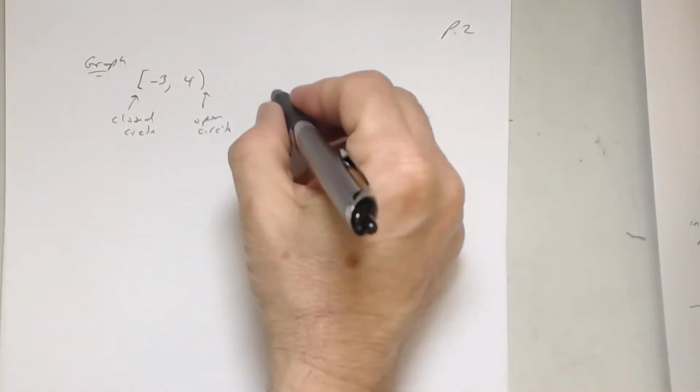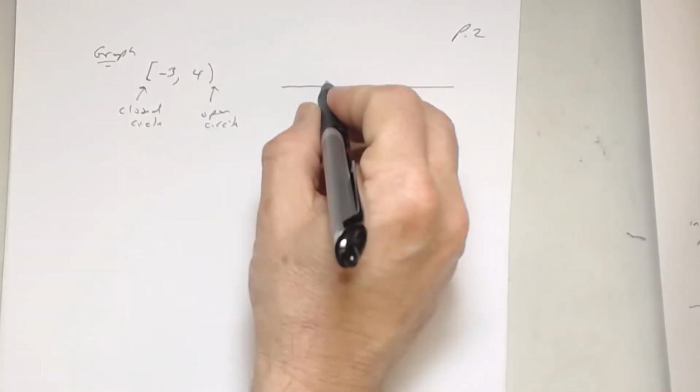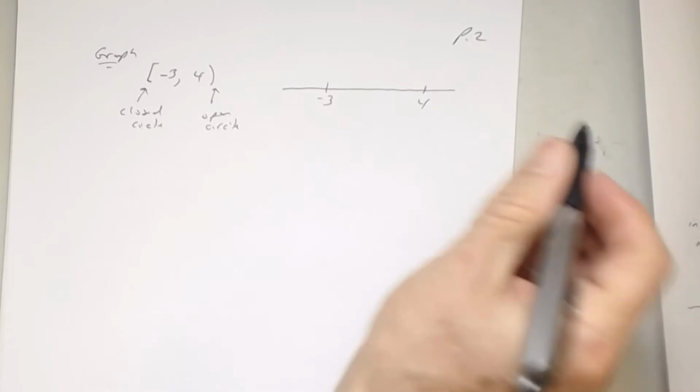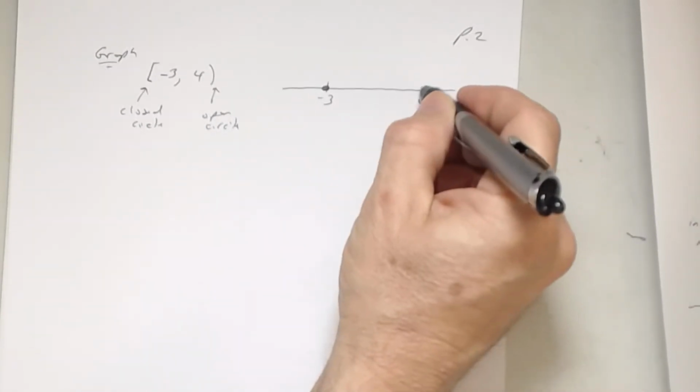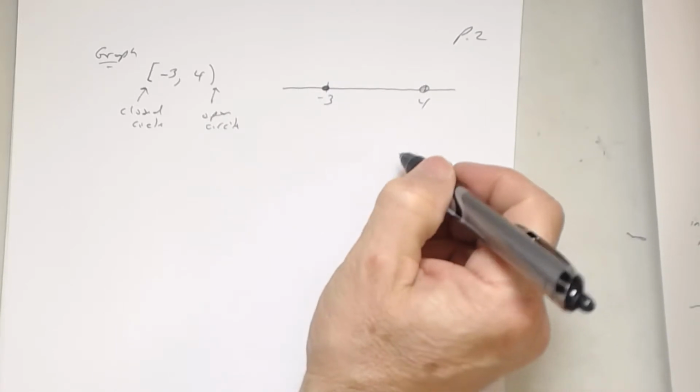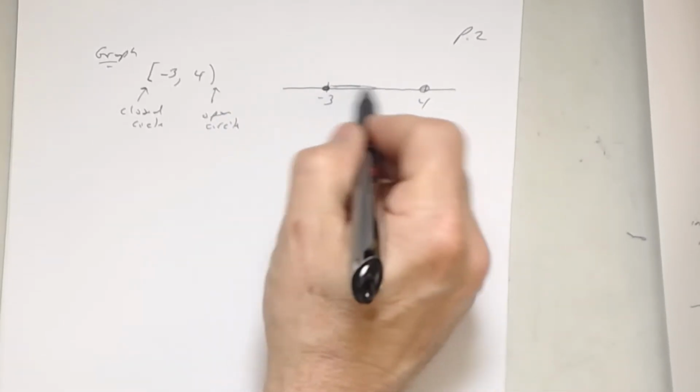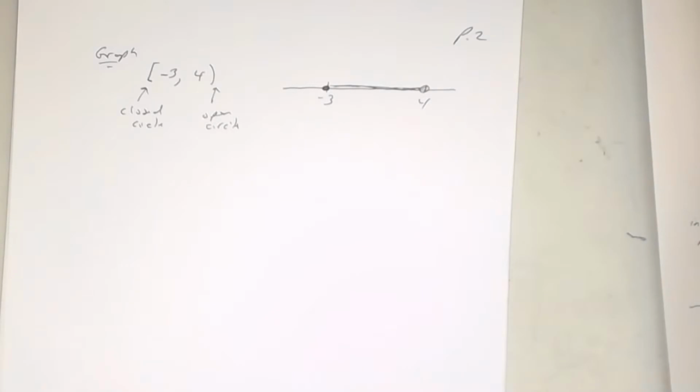And so when you graph it, here's negative 3, here's 4. I'm going to have a closed circle here. I'm going to have an open circle here, and all your solutions are between what? Negative 3 and 4. Notice no arrows. There are no arrows here. It goes from negative 3 and it stops at 4. It's still an infinite number of solutions, though. You can't list them. That's an infinite number of solutions. It's not finite.